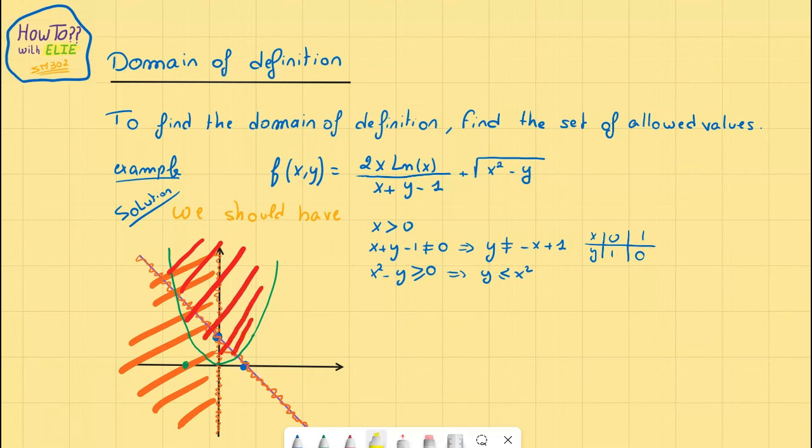So the domain of definition will be the region that is left. So it will be this part in here, together with the parabola because the inequality is not strict, but deprived of the straight line, y equals minus x plus 1. And between the straight line as well in here, and the y-axis, but deprived as well of the y-axis. And we are always below the parabola.